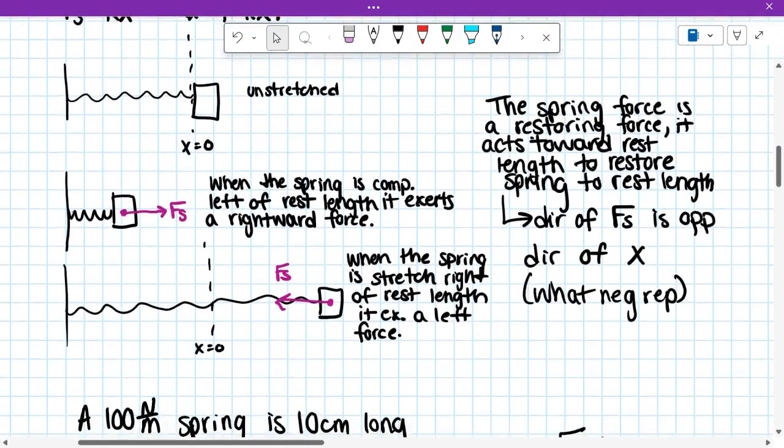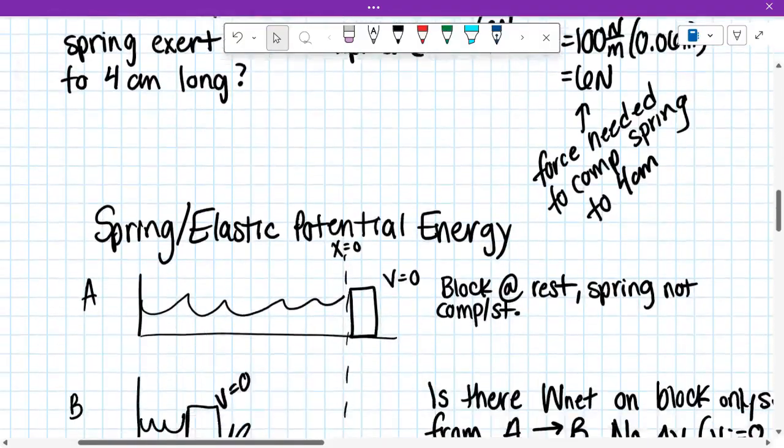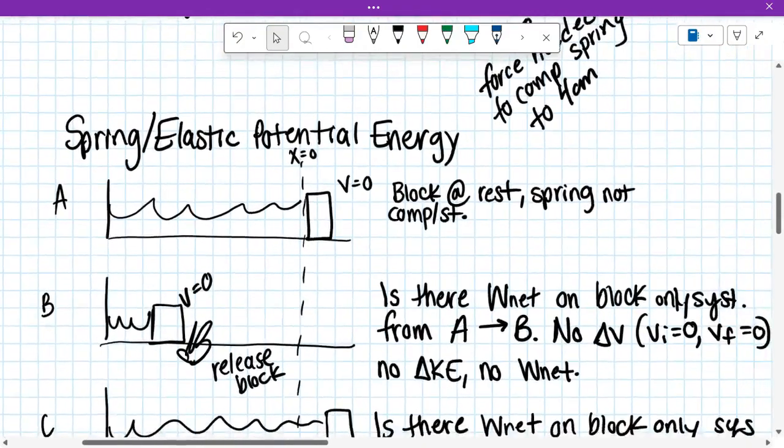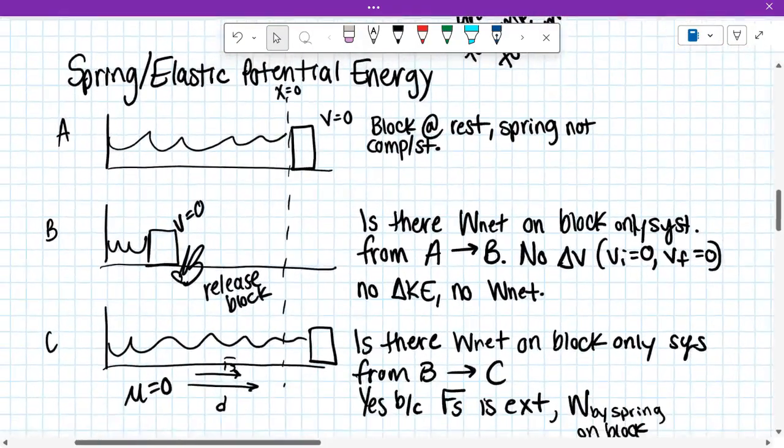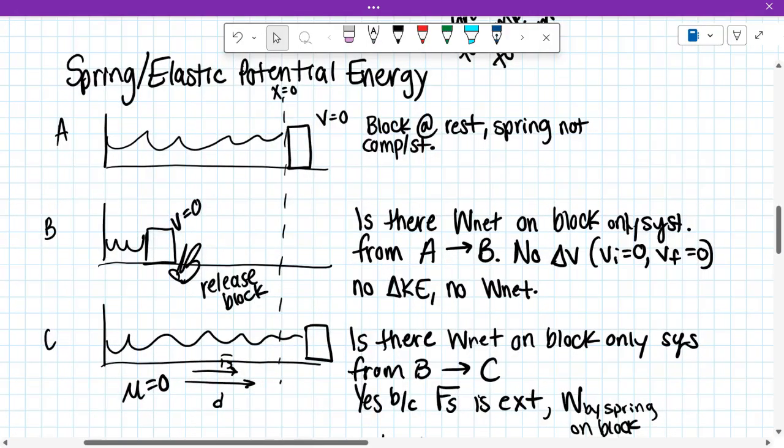So let's jump into spring potential energy. Here I have a setup: A, B, and C. At A, the block is at rest, and the spring is neither stretched nor compressed. At B, we use a hand or some external force to compress the spring and hold the block at rest. And then at C, we finally release the block and allow it to move without friction back towards and even past that rest length.